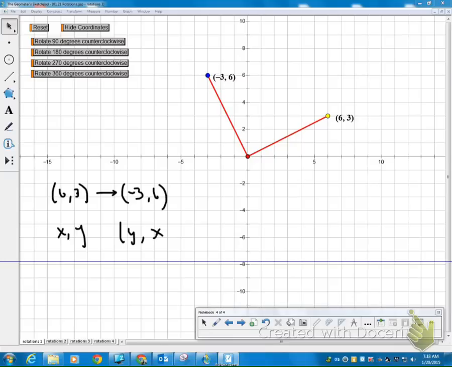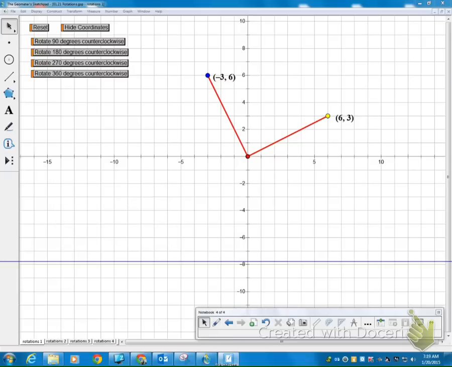But notice something else happened here. I went from having a +3 to a -3. So what we can say is I actually took that y and I changed the sign on it. So I went from (x, y) to (-y, x). What that means is I switched the x and the y coordinates, and my y coordinate became negative. Let's see if that happens again.